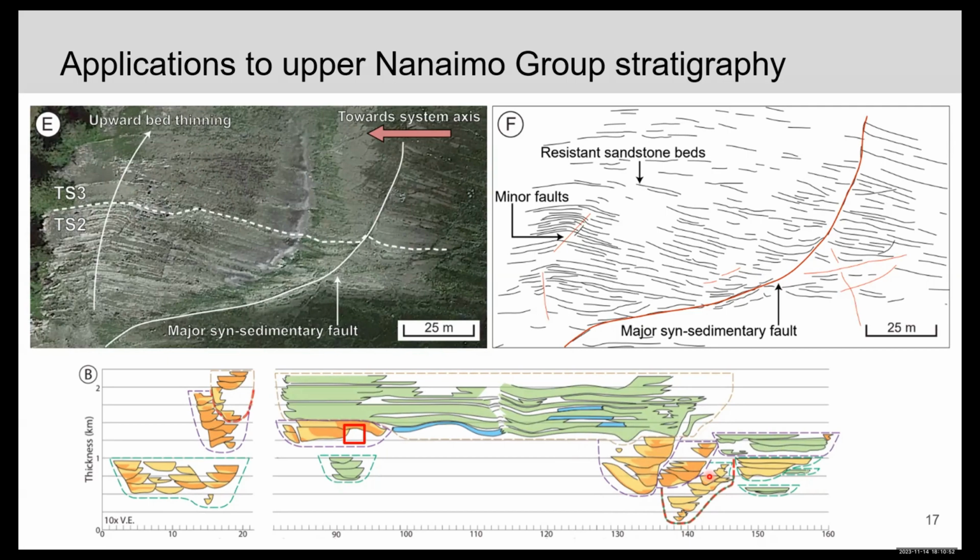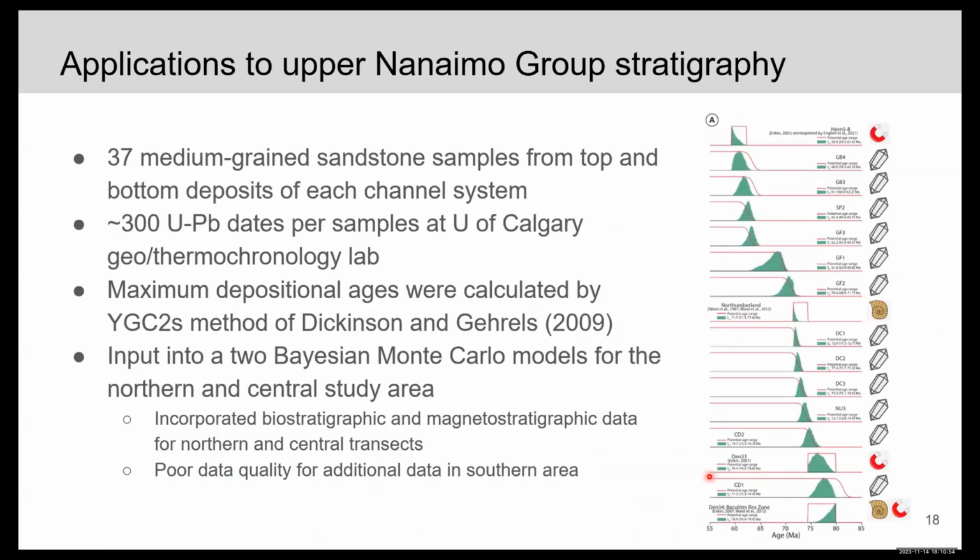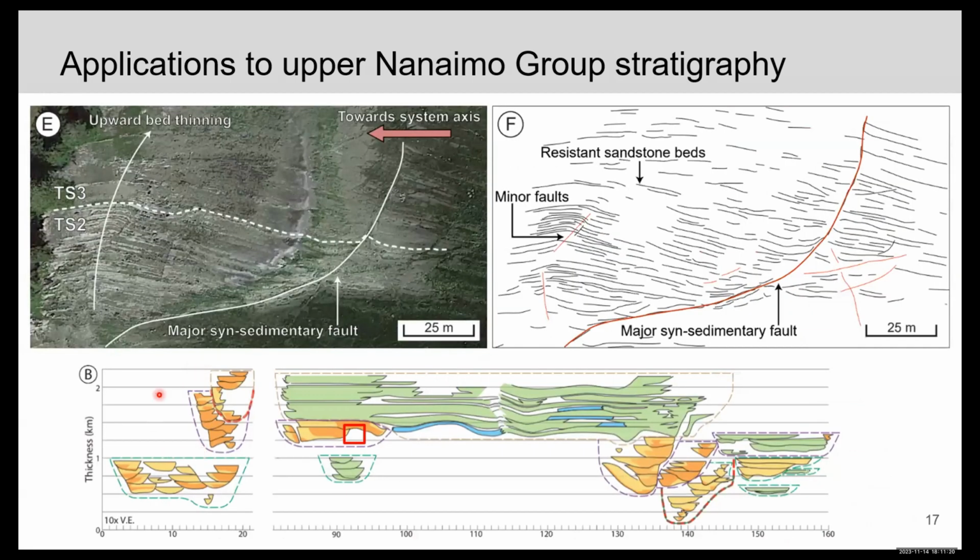But now we need to do the time portion. We gathered 37 sandstone samples from the top and bottom of each of these channel systems, as well as key stratigraphic markers, dated 300 uranium-lead dates at the University of Calgary, and calculated the maximum depositional age. Then we input these into two Bayesian stratigraphic models, one for the northern portion of the basin and one for the southern portion of the basin.